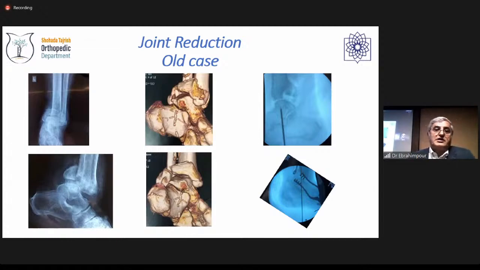Sometimes when the case is old, it comes later, and the posterior malleolus contracts, and approaching this fracture is sometimes very demanding. I mean that it's difficult. In this case, as it was old and the patient was diabetic with so many problems, reducing the joint was very difficult, and I had to put a pin from calcaneus to talus to tibia just to maintain the reduction first, then fix the posterior malleolus.